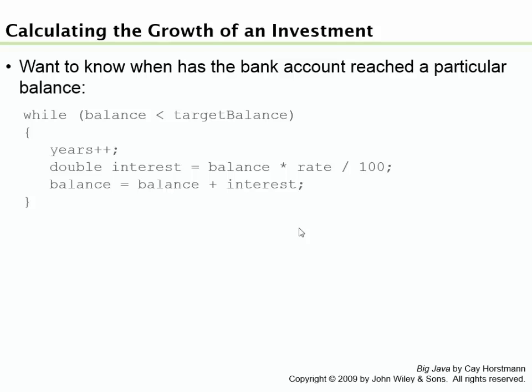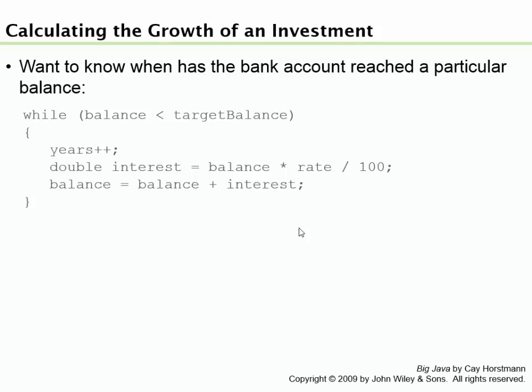You have the balance of the bank account, and while this balance is less than the target balance, the $20,000 I'm talking about, what we do is we add 1 to years. Remember, years plus plus. Plus plus is the increment operator. That means just add 1 to that variable. So years must be an integer, and we're adding 1 to it.